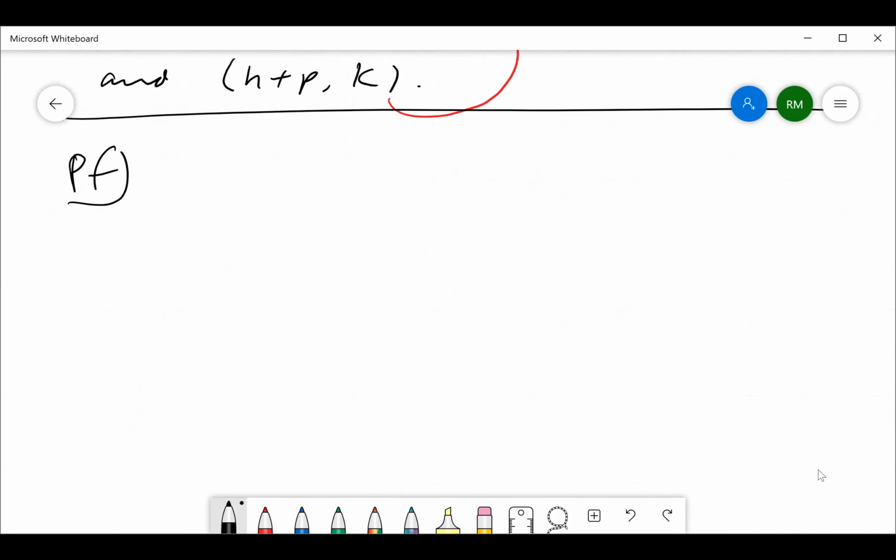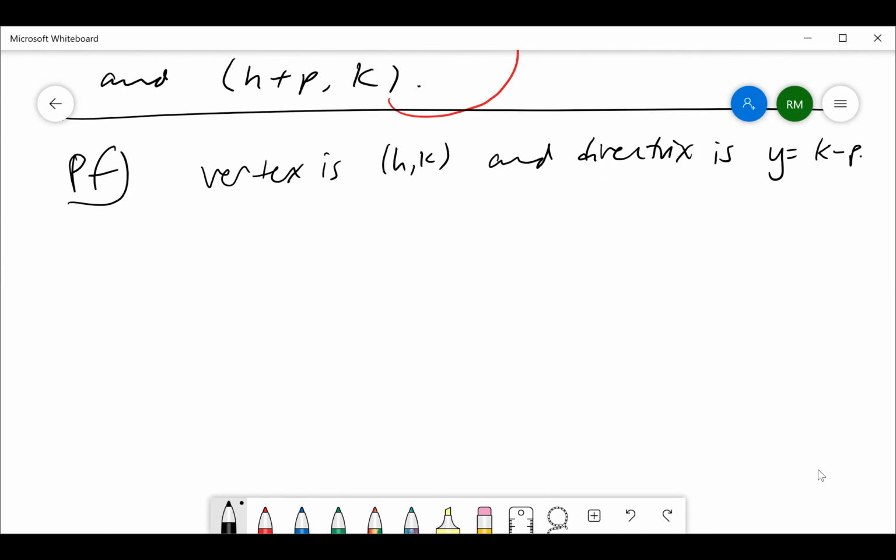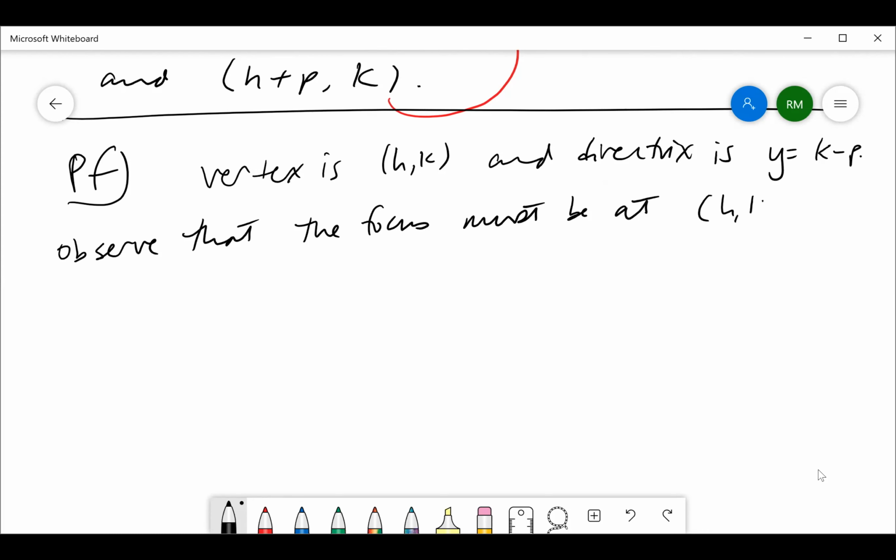So let's look at the case where the vertex is (h, k) and the directrix is y = k - p. Okay, so observe that the focus must be at (h, k + p). So let's draw a picture and see why this is true.